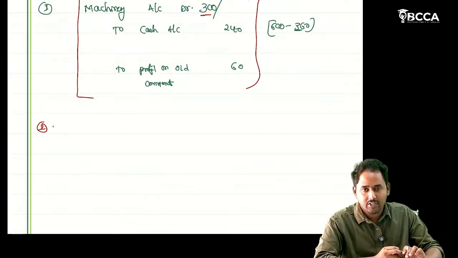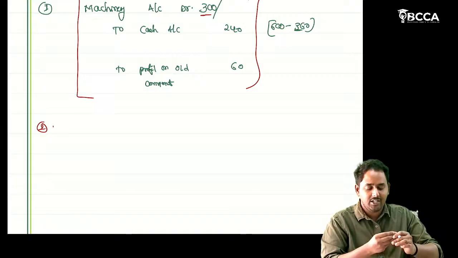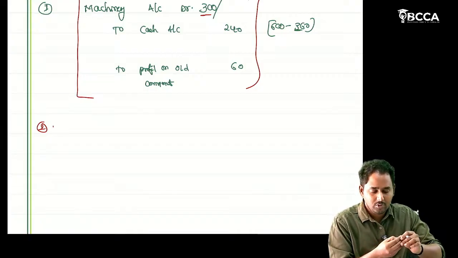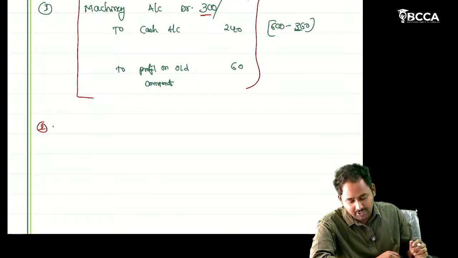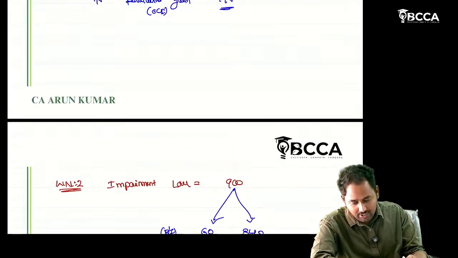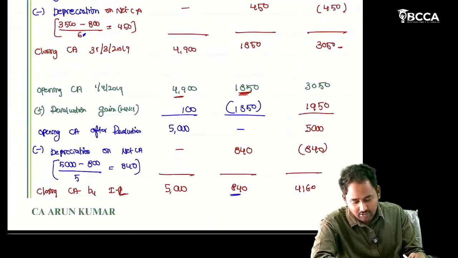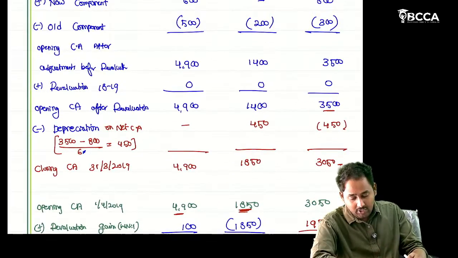So no sir, we want the exact journal entry. We should provide the accumulated depreciation also. We should de-recognize the accumulated depreciation also. So then what is the next journal entry? Depreciation accounting. So one element is completed.